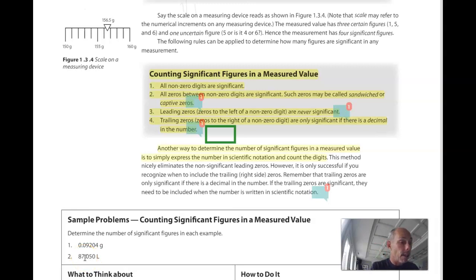But if the number were just 87,050, oops, let me get my pen here, 87,050, that 0, which is still a trailing 0, it's after the last non-zero digit, would not be significant because there's not a decimal clearly expressed in the number. Of course, there is a decimal place there, but it's not written, and therefore this trailing 0 is not significant. And then there's this 5th rule that I've inserted through an overlay. I'm going to click on it.